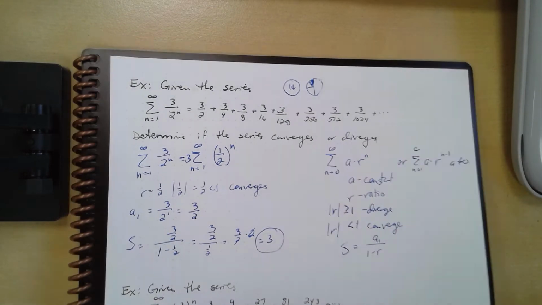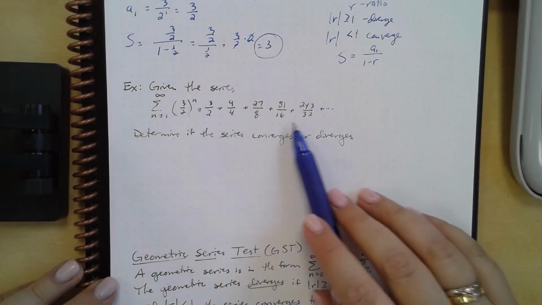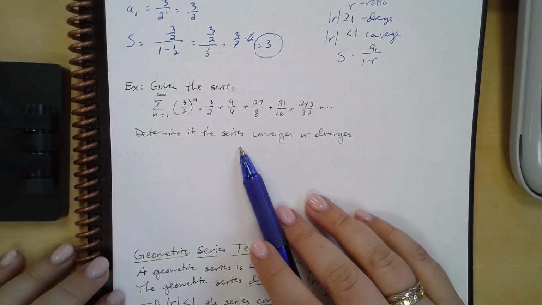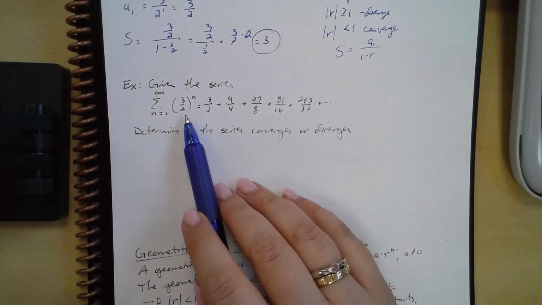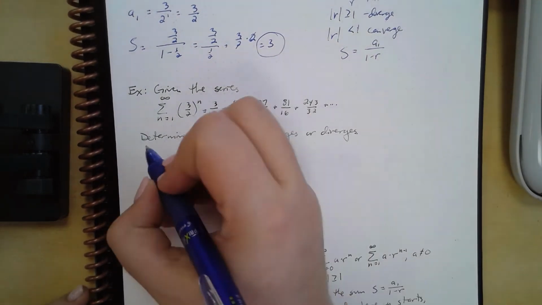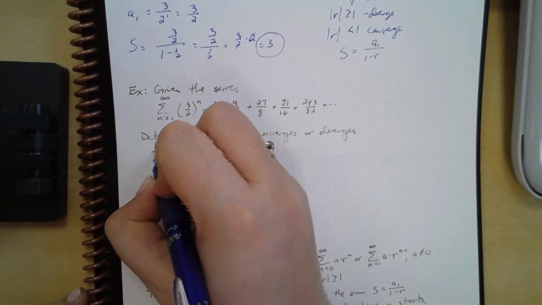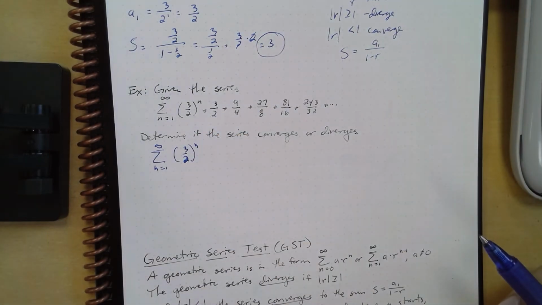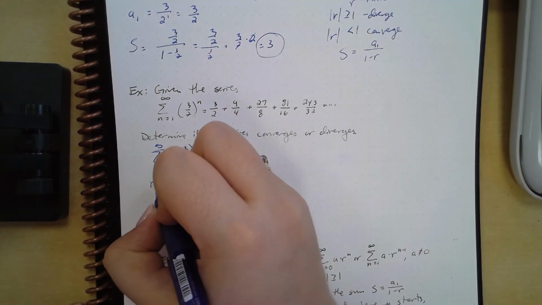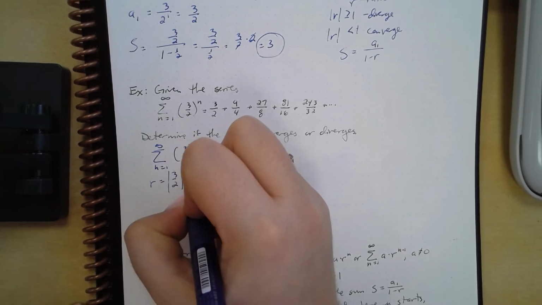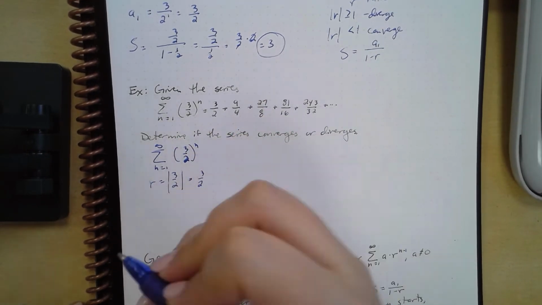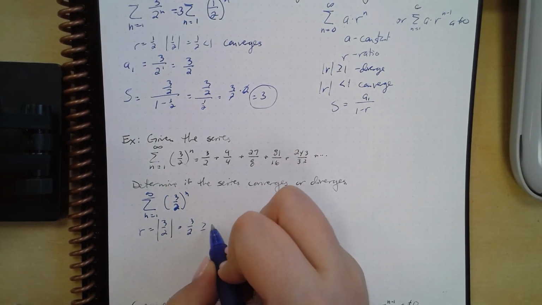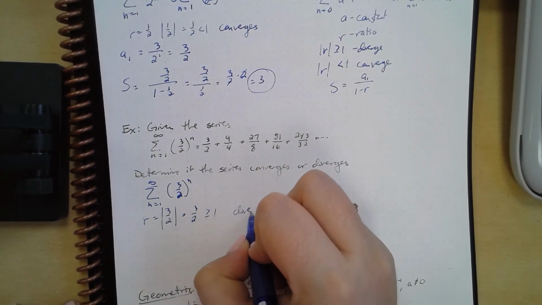Okay, let's do another example. We're given this series. We want to determine if it converges or diverges. Well, let's look at this one. We have 3/2 to the n power. You've got your sum here, n equals 1 to infinity, of 3/2 to the n power. It looks to me like this is yet again a geometric series. What's our r? R is equal to 3/2. The absolute value of 3/2 is 3/2. Is that greater than or equal to 1, or less than? Well, that's greater than or equal to 1, so this diverges.